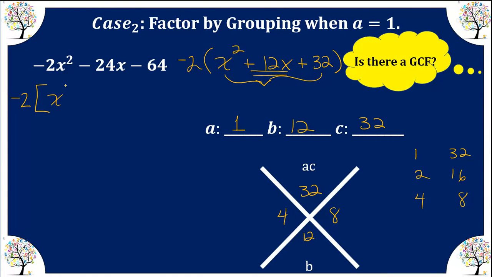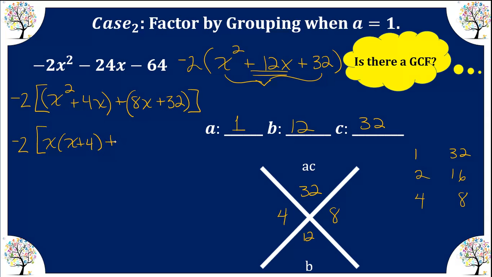I'm going to rewrite x squared plus 4x plus 8x plus 32. We're going to group the first two terms and the last two terms. Don't let your operation get lost here. Bring down your -2 GCF. We're going to factor out the GCF in this binomial, which is x. We're left with x plus 4. Bring down your plus. I want to factor out an 8.